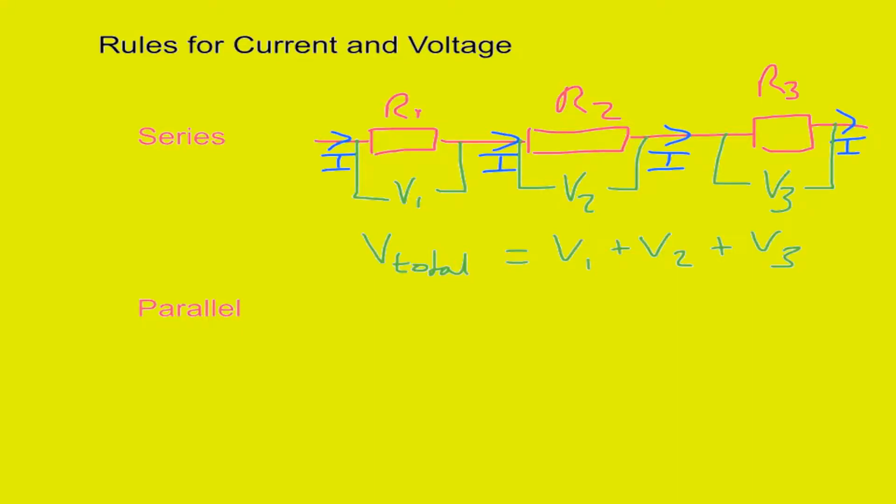They may be the same. This can happen if the resistances are identical, but they may not be. And there's no reason to suggest that they will all be equal, but we can always say that the total voltage across these three resistors in series is the sum of the individual voltages, the individual potential differences across each of them.